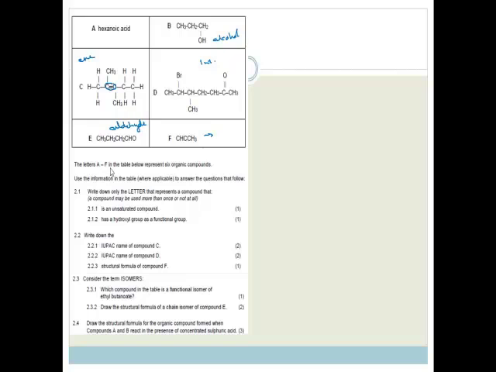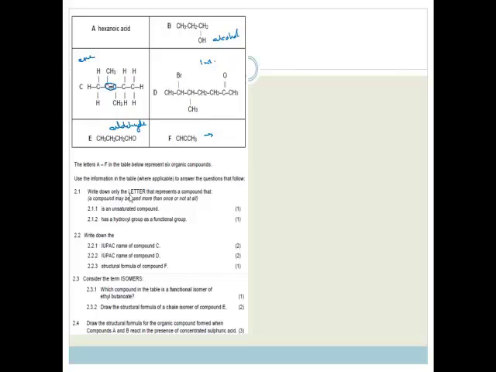Okay, now it says the letters A to F in the table below represent 6 organic compounds. So what I did now, just by reading through this, is what I want you guys to do during your 10 minutes of reading time. You can't write it down, but I want you to read through it and identify in your head what is going on, and read through these questions, because then when the exam time actually starts, most of you will have probably answered most of these questions before you even start writing the paper, and that's pretty awesome because that means you've gained a whole bunch of time for the other questions that might be a little bit more tricky.